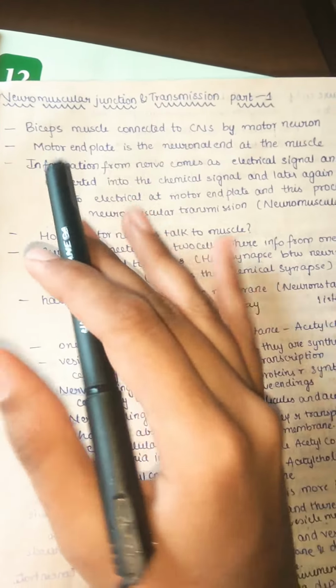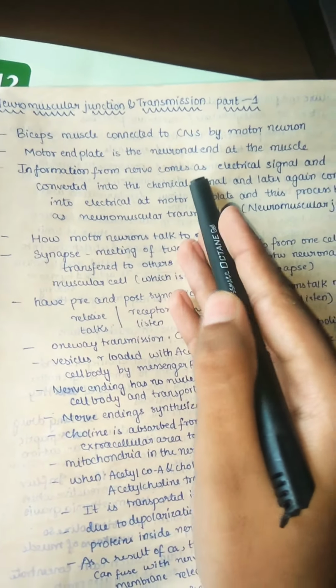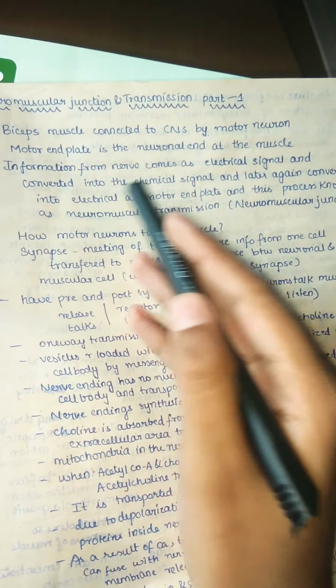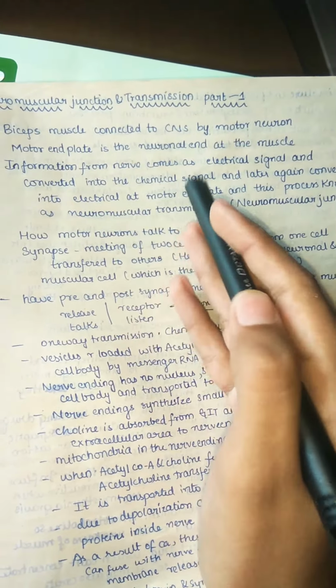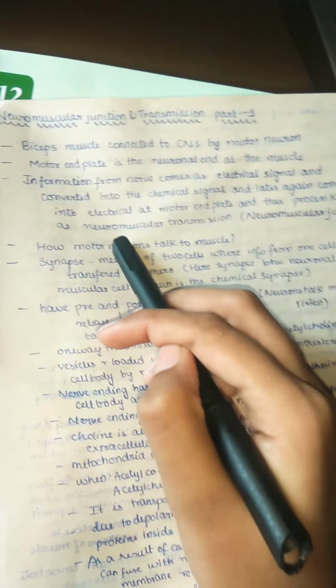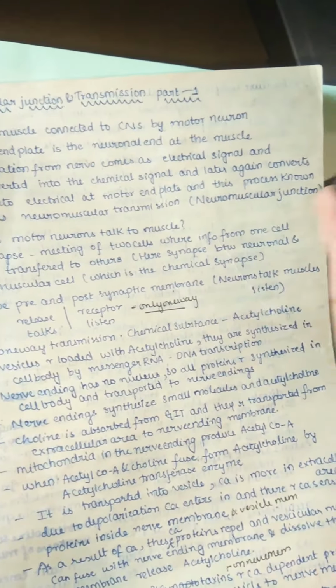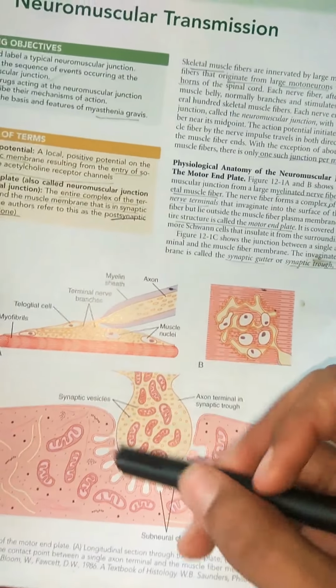The information from the nerve comes as an electrical signal, and that is converted into a chemical signal, and later again converts into electrical in the motor end plate. This process is known as neuromuscular transmission. That is also the neuromuscular junction. So you can understand this concept here clearly.